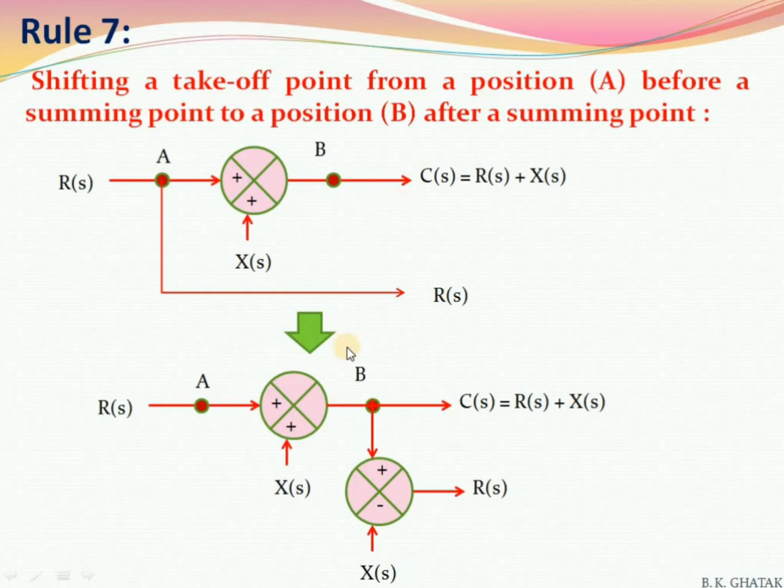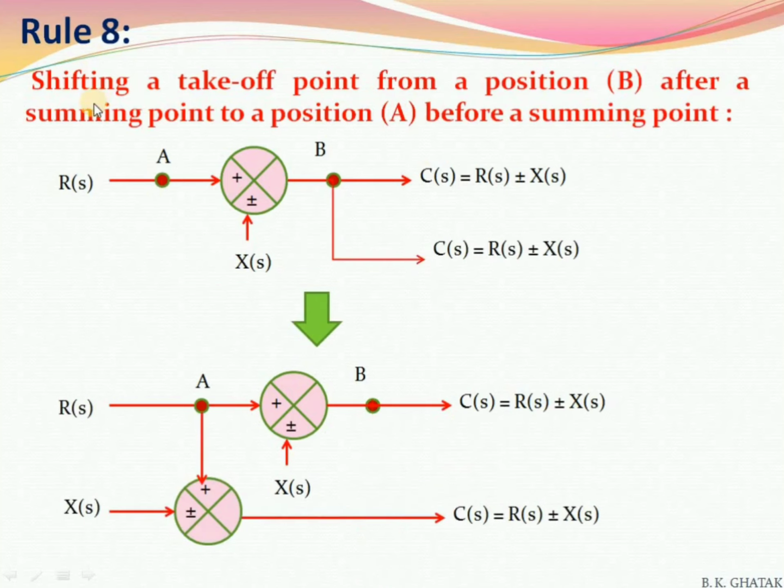So now we shift the takeoff point to B. So this summer is the same as previous. Here the input is RS, another input is XS. So the output is CS equal to RS plus XS. If we directly apply this to another summing point, the output CS is applied to another summer, and the other input of the summer is XS with negative. So here we get only the RS, and XS is cancelled out.